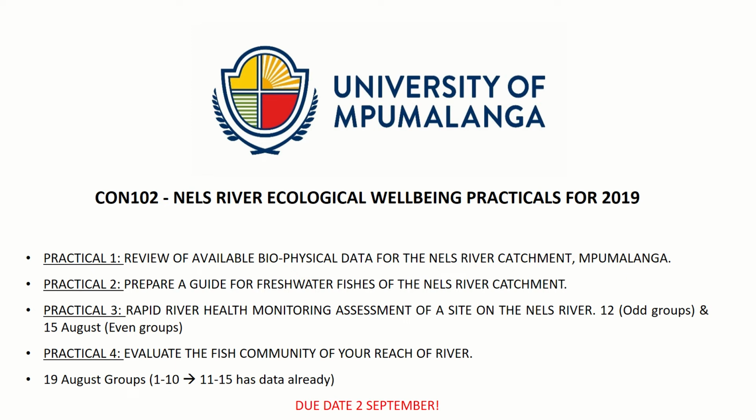So if we have a quick review of the practicals that you have for this module or this term: practical 1 was to review available biophysical data for the Niles River catchment, which all of you, I hope, are busy with. Practical 2 is to prepare a guide for fishes, a fish guide, which I hope you're busy with as well. Everything you need, you have. I have not had a single question, so I assume that you guys are busy. Practical 3 is the rapid river health monitoring assessment on the sites.